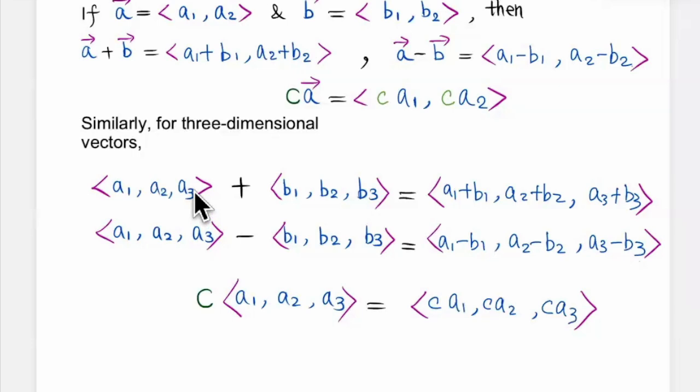So very similar idea. For 3-dimensional vectors, if you add the 2 vectors, you add the corresponding components, and if you subtract 2 vectors, you subtract the corresponding components. For a scalar multiple of the vector, you just use the scalar to multiply each component.